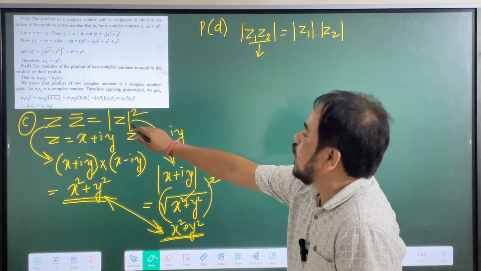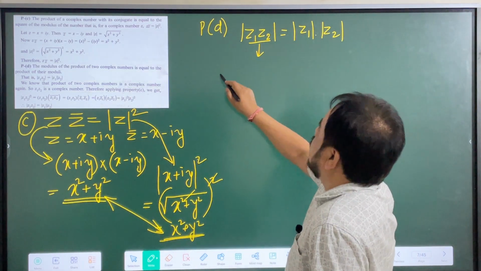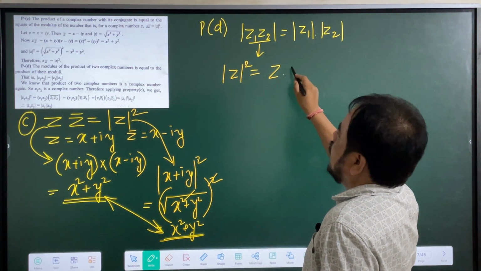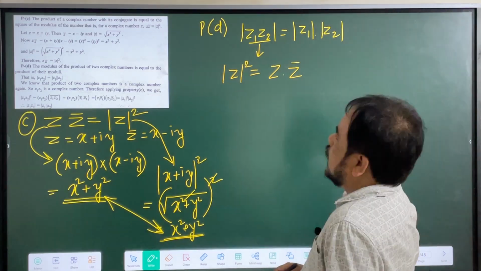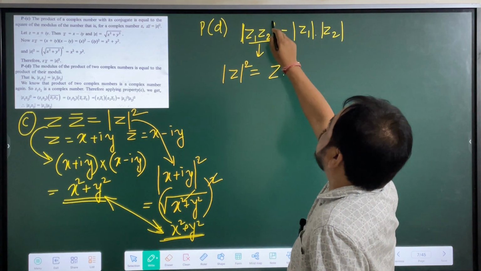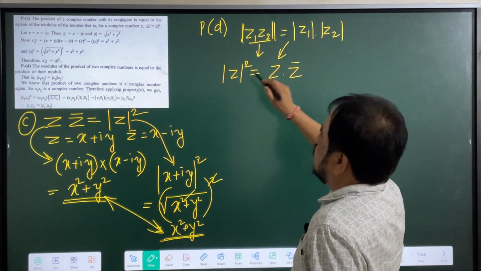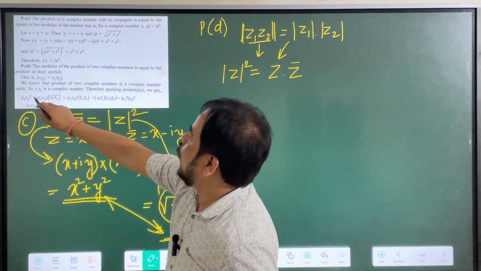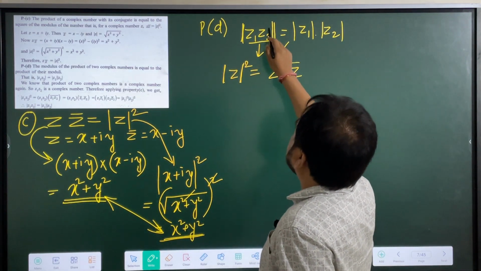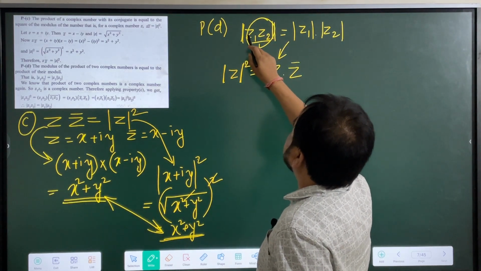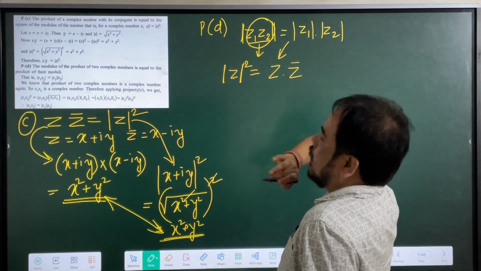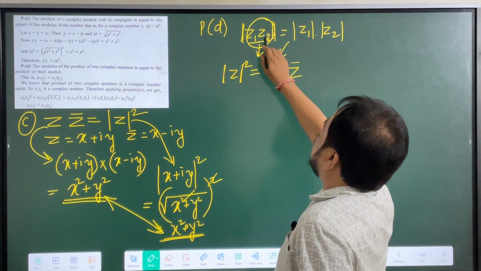What do we get? Look here. What was there in property number 3? Z bar. So here we have to see this one and this two related to this. So Z1 Z2 square, or this one is Z square. As it is written there, multiplication of two complex numbers is a complex number. After multiplying Z1 and Z2, suppose we have got Z.